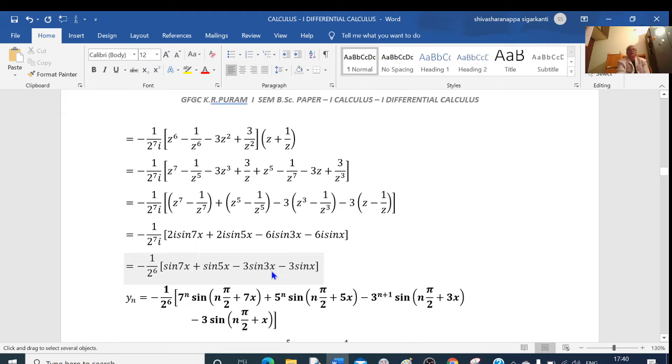Now we can find the nth derivative of this. So yn equal to minus 1 by 2 to the power of 6 as it is. We know the nth derivatives of these. So that is here.